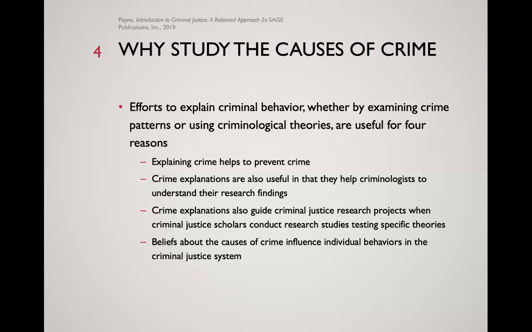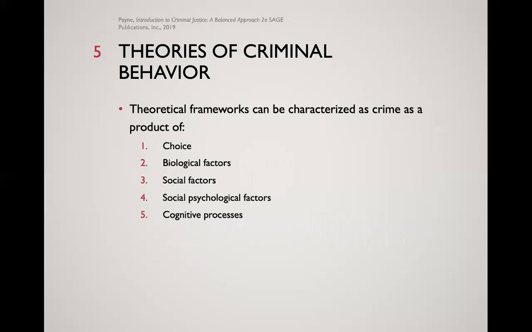Beliefs about the causes of crime influence individual behaviors in the criminal justice system as well. Theoretical frameworks can be characterized as saying crime is a product of one of 5 different things. So, it is a result of choice: criminals choose to commit crimes. Biological factors, essentially saying that they're predestined to commit crimes. Social factors, which is socioeconomic status, demographics, stuff like that. Social psychological factors, and then cognitive processes. We're going to touch on these 5 aspects throughout this lecture, but these are the 5 main categories, you could say, of criminological theory.